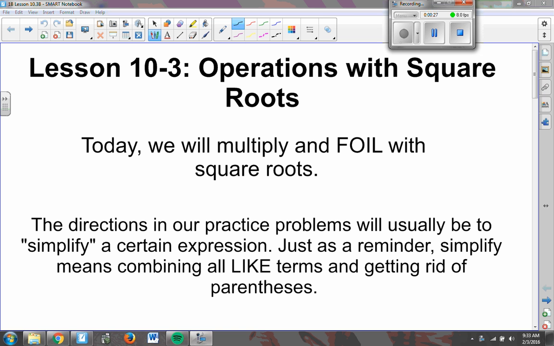And most of our problems are going to ask us to simplify a given expression with square roots and numbers added together or something like that. Simplify in this case means combining all of the like terms. Remember that like terms in the case of square roots means square roots with the same number underneath. And then they'll also ask us to get rid of all of the parentheses. So we want no parentheses, and we want to combine all of the like terms that we can.